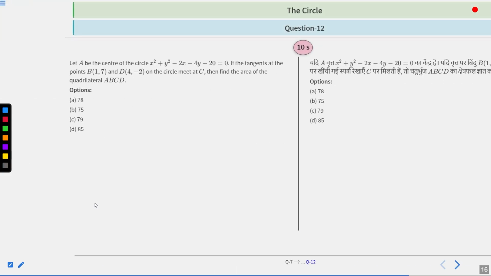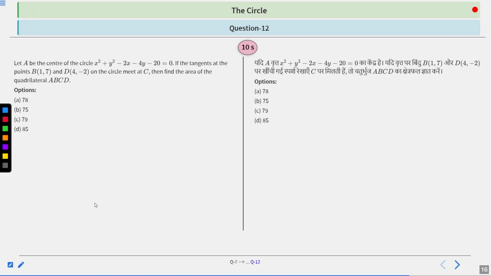Okay, let's move to the next question. Question number 12 says, let A be the center of the circle x square plus y square minus 2x minus 4y minus 20 equal to 0. If the tangents at the points B(1, 7) and D(4, minus 2) on the circle meet at C, then we have to find the area of the quadrilateral ABCD. So first, the hint of this question is, we will first find the coordinate of A, which is the center of the circle. If the general equation of circle is given, then we can easily find the center of circle by using minus g and minus f.